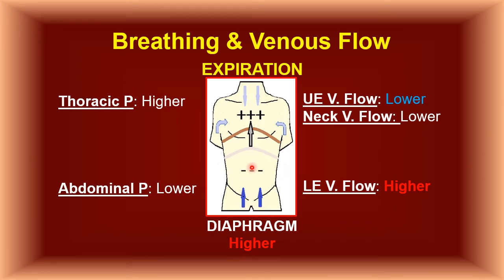So as we see here, compare the movement of the diaphragm. The diaphragm goes higher, the lower extremity flow goes higher, and the opposite will happen to the upper extremity flow, which will be lower. So as we see here, diaphragm higher, lower extremity higher, upper extremity is the opposite. All right.